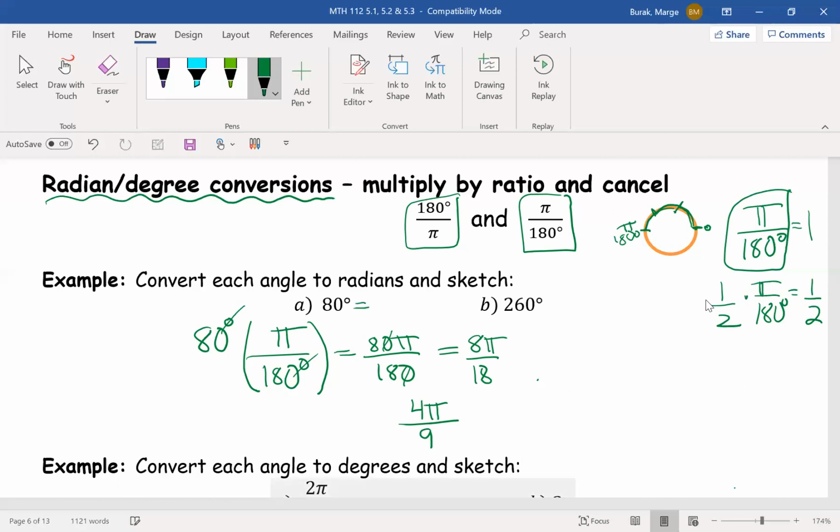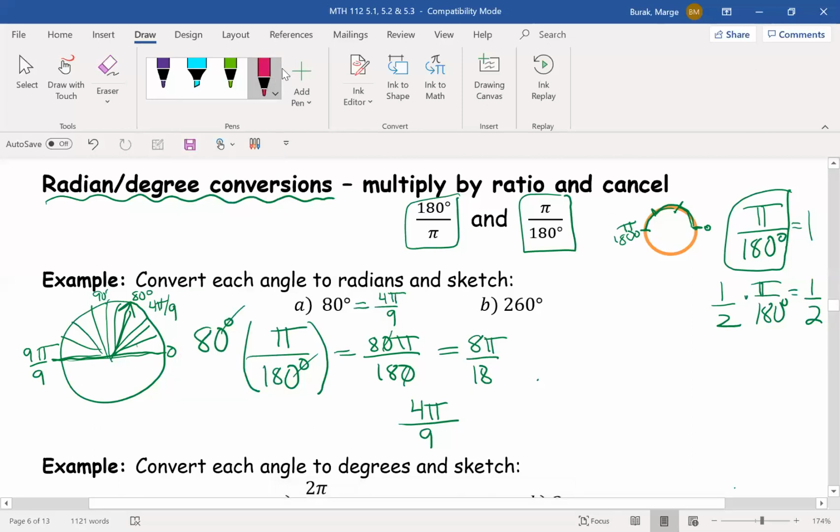So 80 degrees is the same as 4 pi over 9, and I'm going to sketch that. So here's my 0, here's 90. So 80 degrees is about right up here. And 4 pi over 9, let's see. If I go all the way over, that's 9 pi over 9, because that's pi. So half of that would be 4.5 pi over 9. So 4 pi over 9 checks, because I would have 1, 2, 3, 4, 5, 6, 7, 8, 9 pi over 9. Okay, let's do 260 degrees.